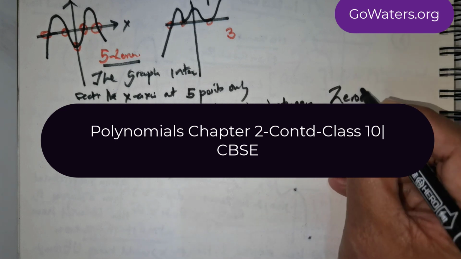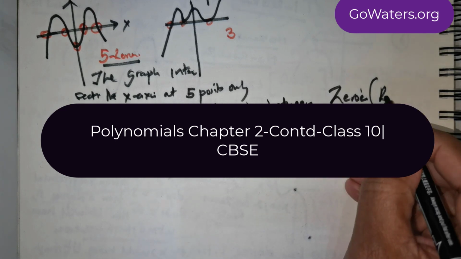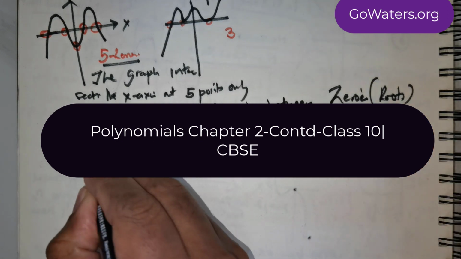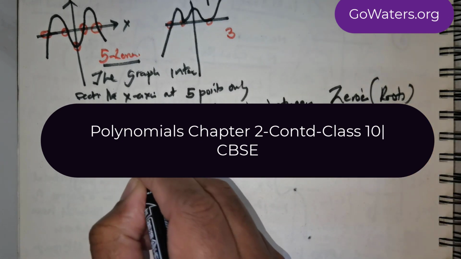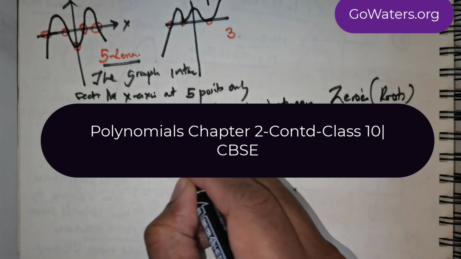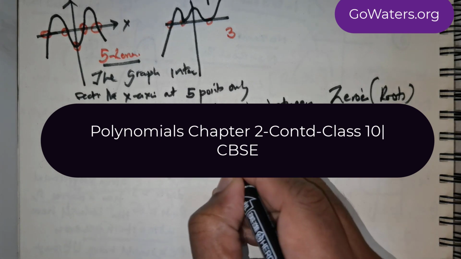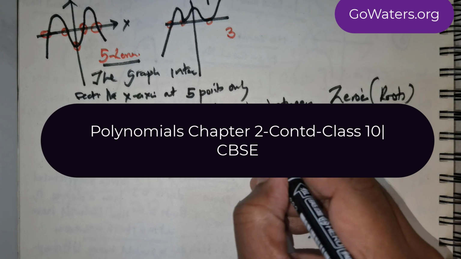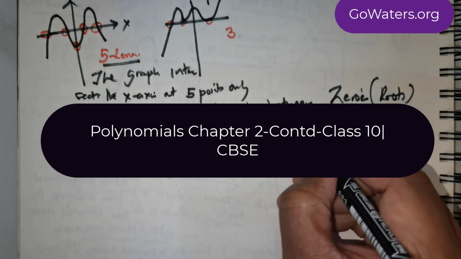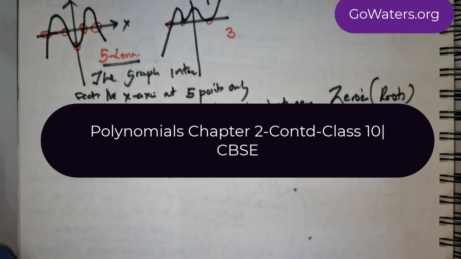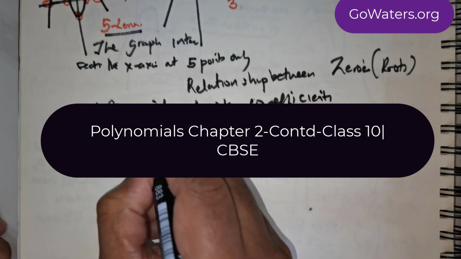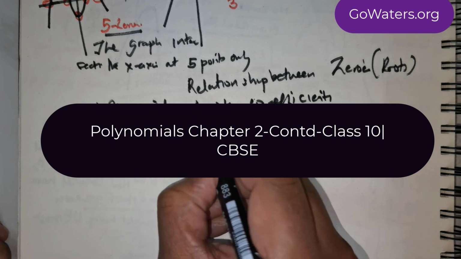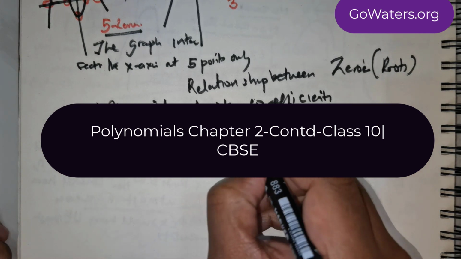zeros. They are also called roots of a polynomial and its coefficient. Right? Now, to demonstrate, let me just take this polynomial p of x equal to 2x squared negative 8x positive 6.